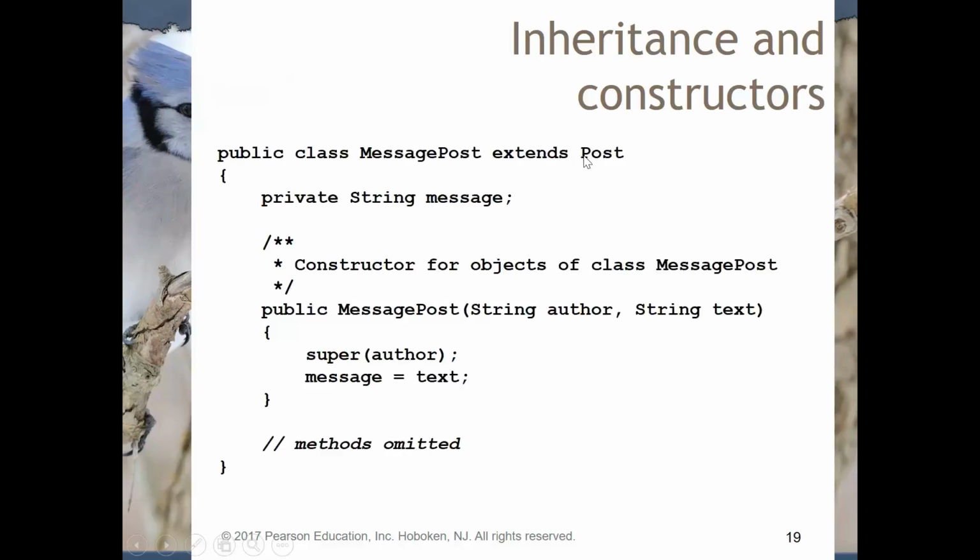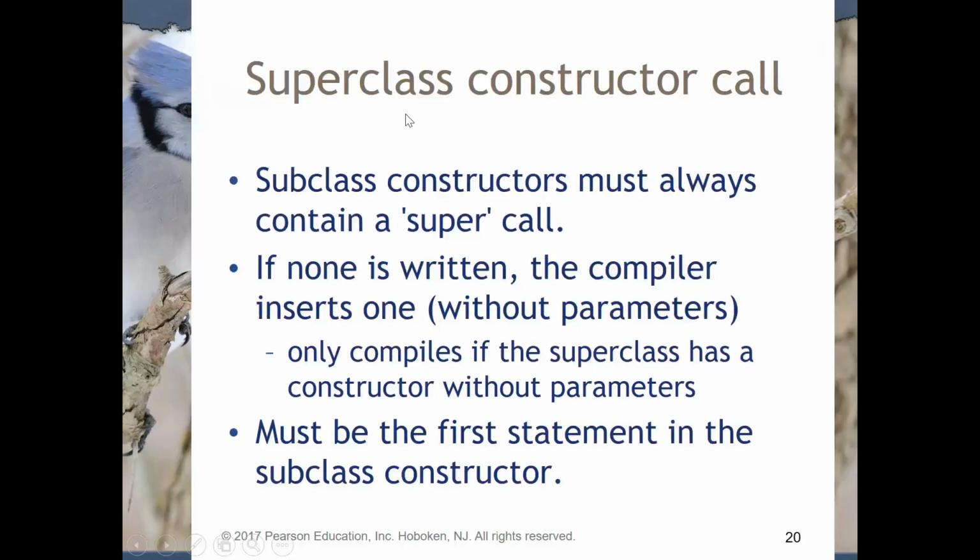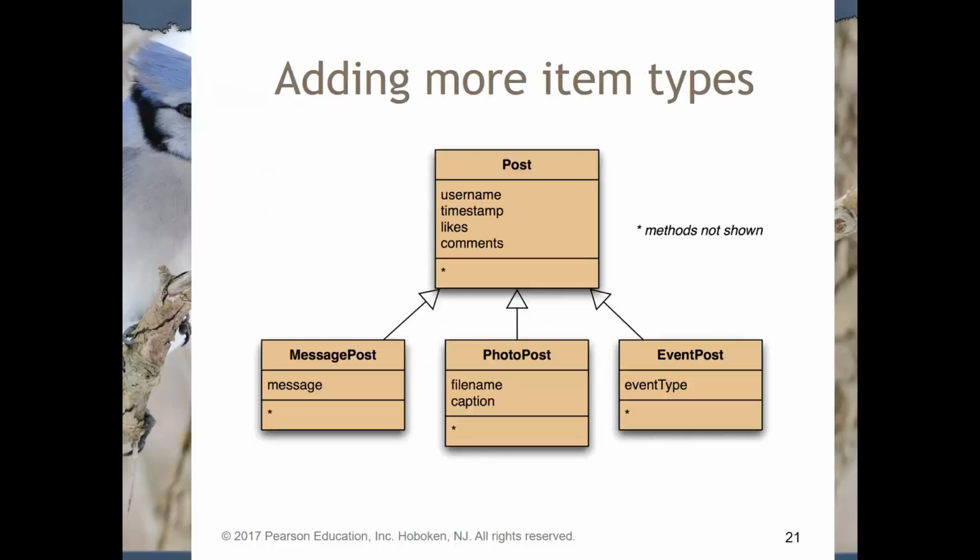MessagePost extends Post. Notice this code is much more significantly simplified. It's only doing a couple of minor things, but this is the key change that you would see. Superclass constructor call: when you call the superclass constructor, if you don't do this, the compiler inserts one without parameters automatically. If you do this, then you call it however you want. It must be the first statement in the subclass constructor. We'll see an example of that in a little bit as we go through our code.